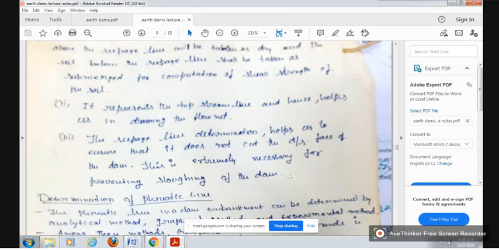Once you draw the seepage line or phreatic line or saturation line, it is very easy to construct a flow net. Once you construct the flow net, then you can calculate the seepage. The seepage line helps us to ensure that it does not cut the downstream face of the dam. This is extremely necessary for preventing sloughing of the dam.